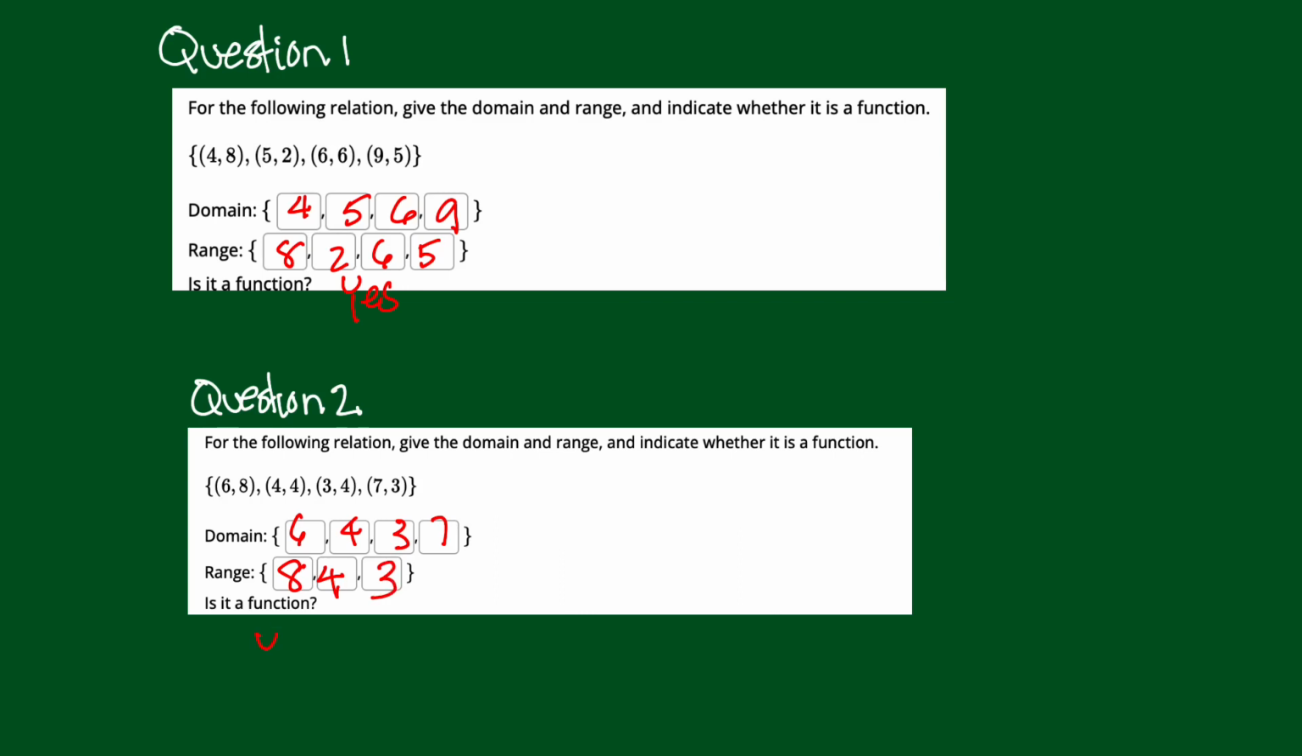Now, is it a function? I'm going to say yes, because every one of those first elements goes to exactly 1 second. Where's the 6 go? The 6 goes only to 8. Nowhere else, right? There's no more 6s. Where does 4 go? 4 goes to 4, and that's all. Where does 3 go? Well, 3 happens to go to 4, but that's okay. 2 inputs can go to the same output. So 4 goes only to 4, 3 goes only to 4. So second components, we can repeat. First components, we can't.